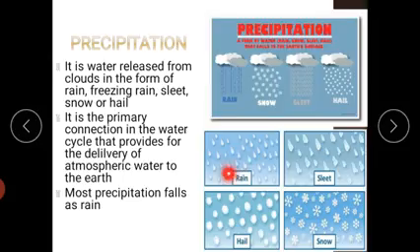When we are talking about sleet, it is a shining solid state of water or ice that is coming toward the earth. Hail is when a large amount of ice comes down to the earth. And that snow, which you normally see in large amounts, that is snow. So it is primarily the connection of the water cycle that provides atmospheric water to the earth. But most of the precipitation will be in the form of rain.